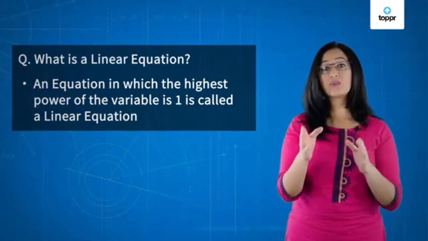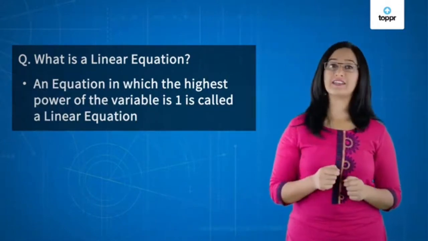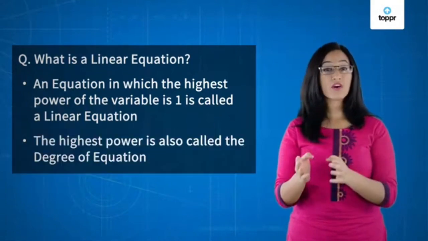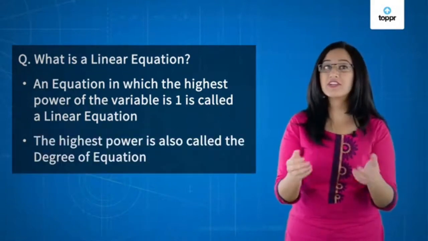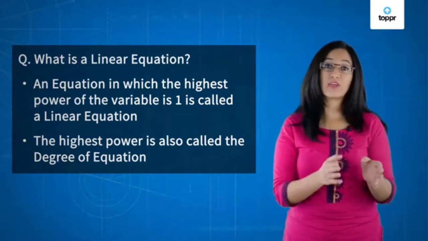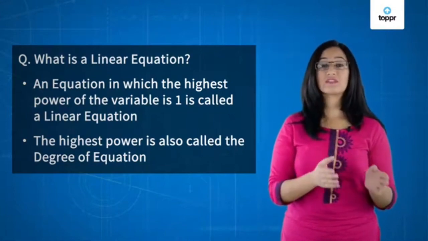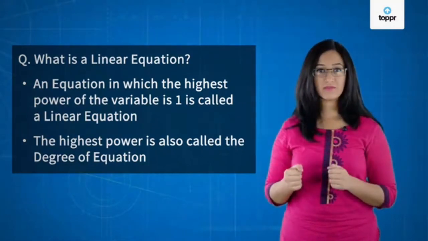An equation in which the highest power of the variable is 1 is called a linear equation, and we refer to the highest power as the degree. So we can say that a linear equation is an equation with a degree of 1. Here, degree denotes the highest power of the variable.